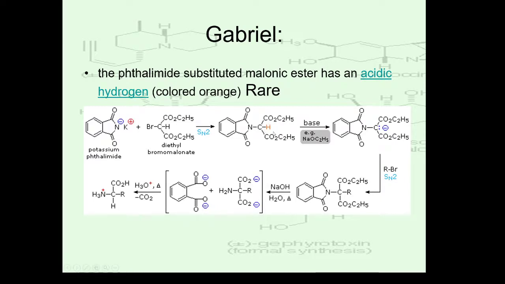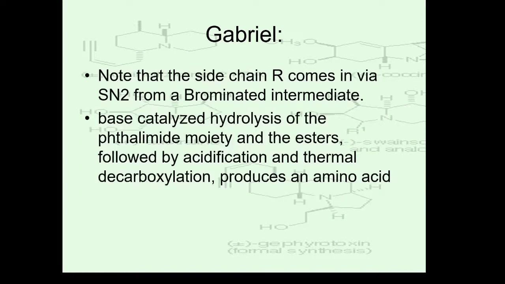You should know that there's an acidic hydrogen that's available to be plucked off, and then we end up with an amino acid. Again, I'm not going to ask you Gabriel synthesis step by step, but you should know that it's a method of creating an amino acid. You should also know that it allows not only carboxylic acids to start, but also esters.